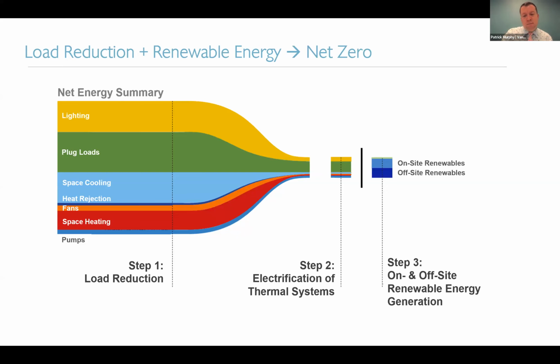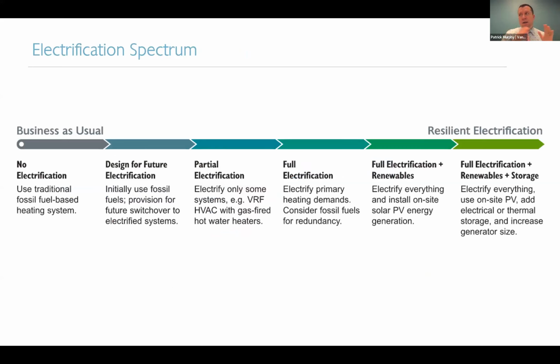mean about electrification. And what we've learned from our projects is that electrification is a bit of a spectrum. On one end is basically business as usual, what we've been doing for the last 20 years, with no electrification at all, no plans for it in the future. At the other end of the spectrum is the shining example of full electrification with renewables and energy storage. Let's be realistic. A lot of our projects are going to fall somewhere on that spectrum.